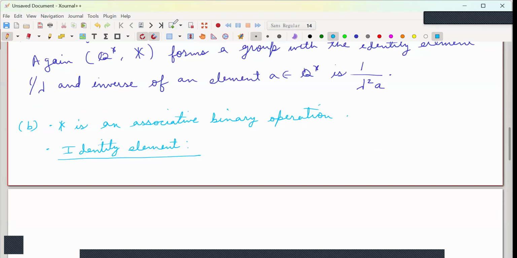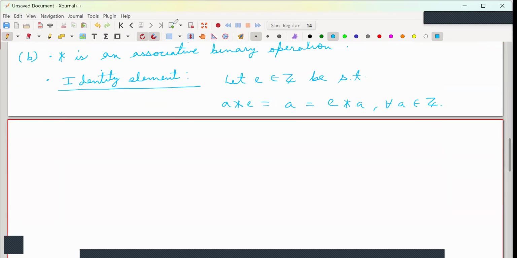Let E belong to Z be such that A star E is E star A, which is A, for all A belongs to Z. This implies A plus E minus 1 is A, and E plus A minus 1 is A. From here A and A will cancel, thus E has to be 1.